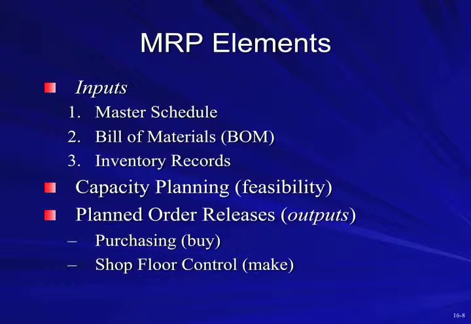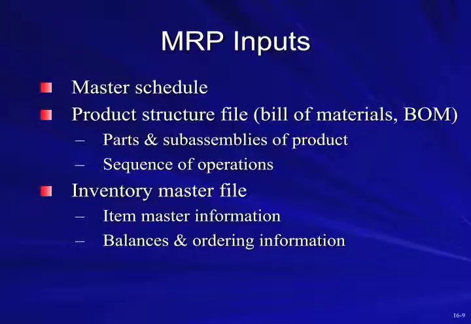The next element is capacity planning. We talked about that in earlier chapters, and you have to incorporate what you've determined your capacity capabilities are. And the third main important element is what we call planned order releases, or outputs, and that means when do you plan on buying anything and when do you plan on making something. And we're looking at completion dates, not interim dates in each of those things.